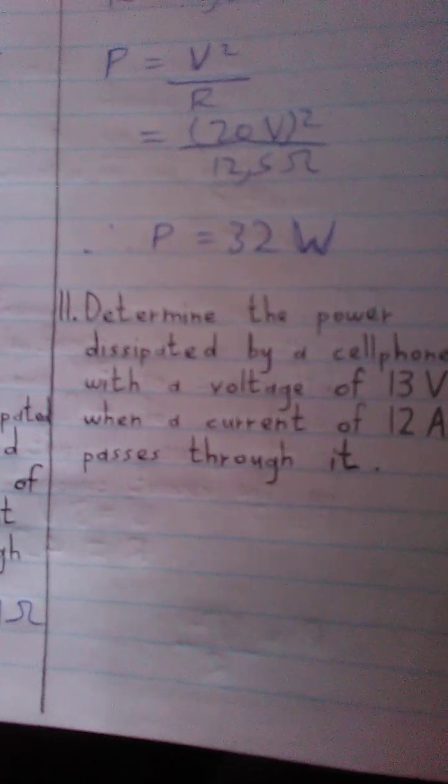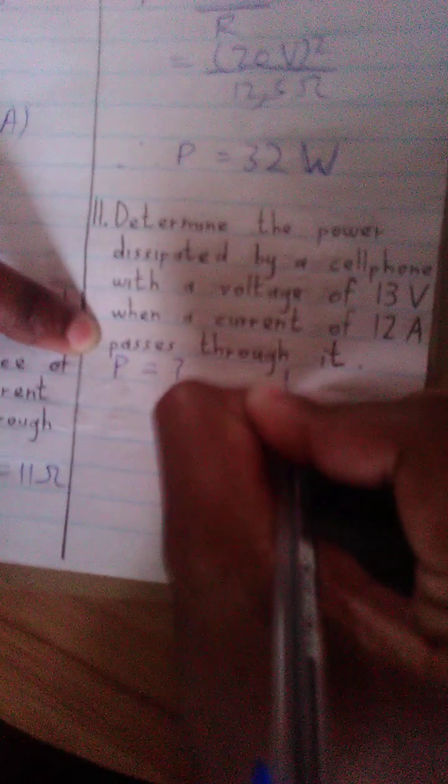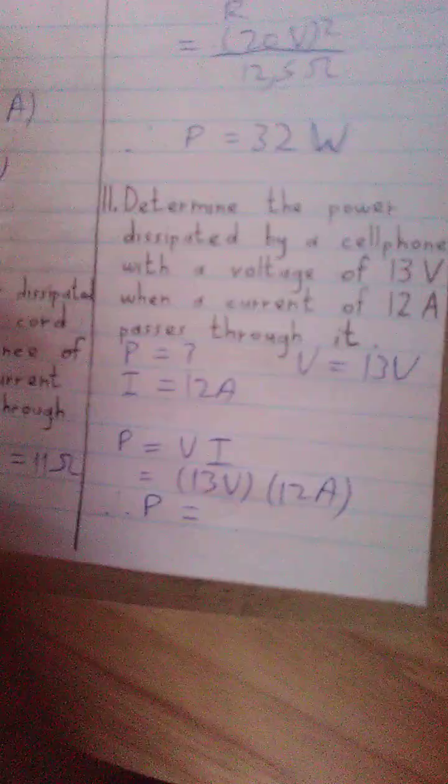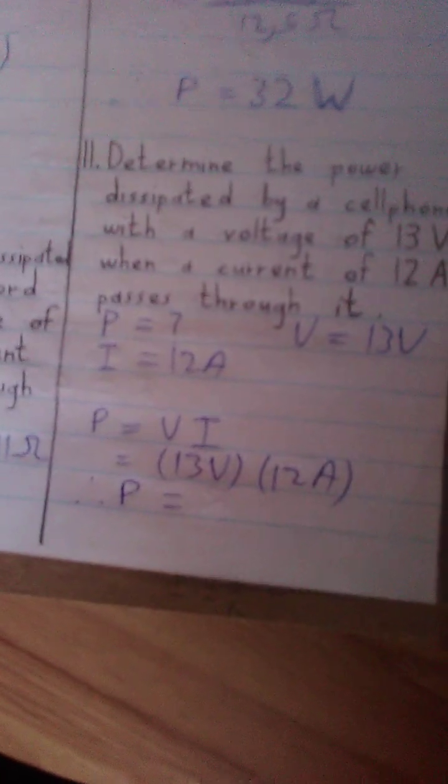The last question for now asks you, determine the power dissipated by a cell phone with a voltage of 13 volts when a current of 12 amperes passes through it. So once more, P is unknown, voltage or potential difference is 13 volts, current is 12 amperes. P is equal to VI. What's V? 13 volts. I is 12 amperes. So P is 156 watts.